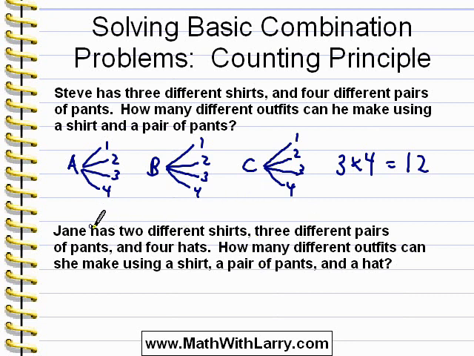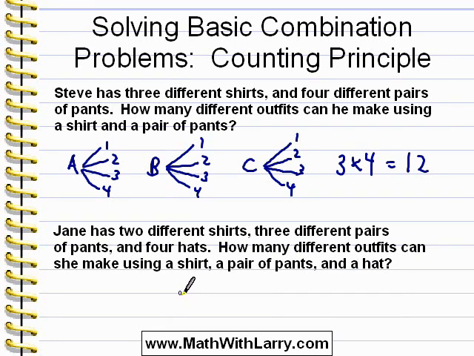Jane has 2 different shirts, 3 different pairs of pants, and 4 hats. How many different outfits can she make using a shirt, a pair of pants, and a hat? Now if we tried to make this using a tree diagram, we would have an entirely extra set of branches to account for the hats. In a case like this, it's much easier to just multiply the values given.